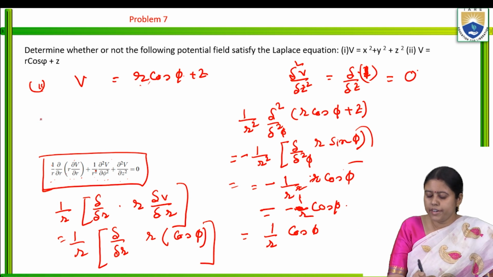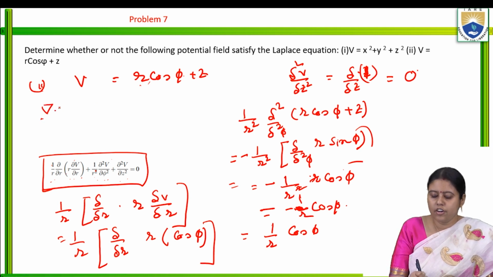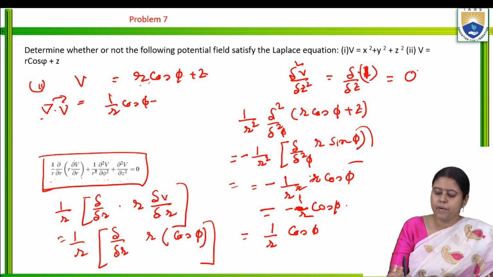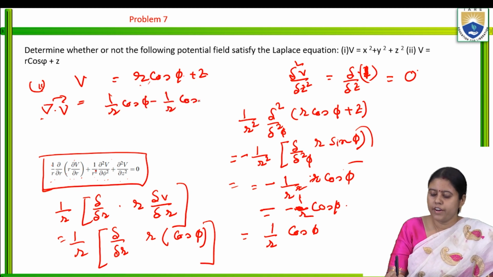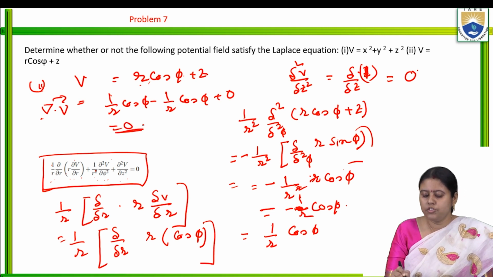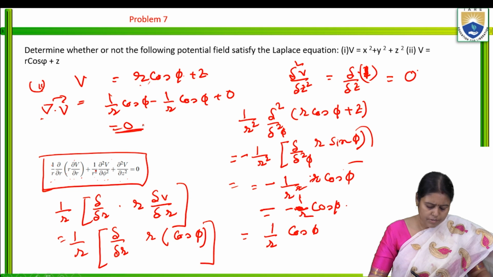So what will the equation be changed to? The grad square v will be 1 by r cos phi minus 1 by r cos phi plus 0. So it is 0. As this is equal to 0, it satisfies the Laplace equation.